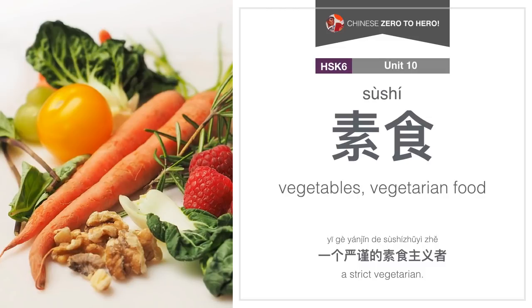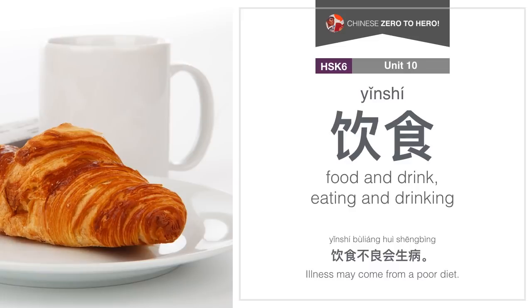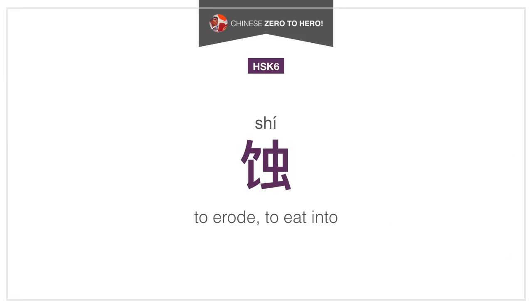And in HSK 6, we also learn 素食 meaning vegetables or vegetarian food. 一个严谨的素食主义者, a strict vegetarian. In HSK 6, we also learn the word 饮食 meaning food and drink or eating and drinking. 饮食不良会生病. And 食, when written like this, means to erode or to eat into.